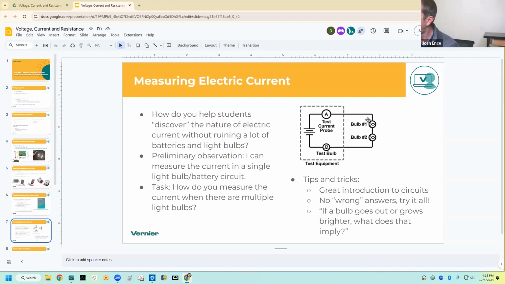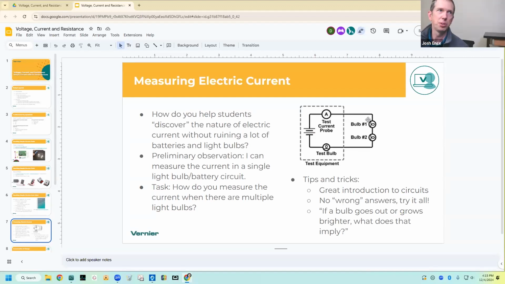So it's a great way, because they can't touch the test bulb, and they can't touch the current probe. If they short circuit bulb 1 or bulb 2, we still have enough resistance in the system that you're not burning out bulbs, you're not running your batteries dry, and it really works well. So I'm going to switch scenes here. I'm going to show you a little bit what this looks like.